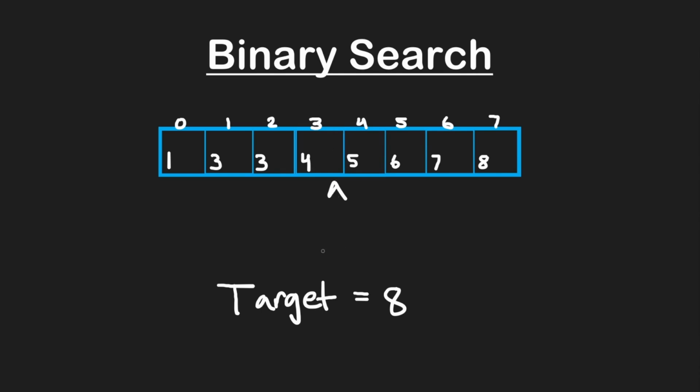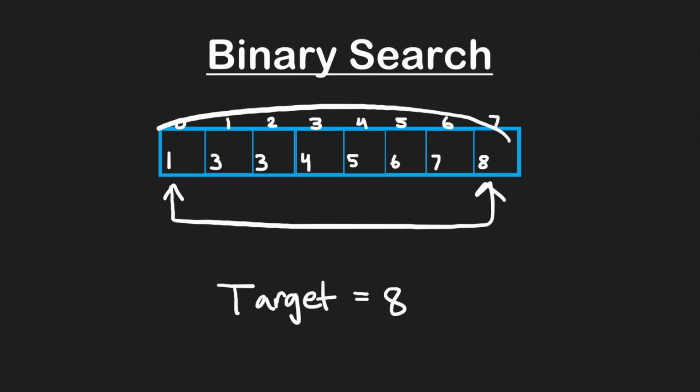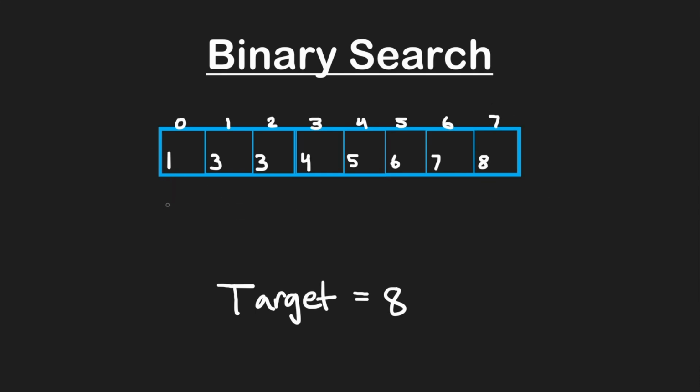Well, first we want to have our boundaries. Our boundaries tell us what is the portion of the array that we're currently considering. At the beginning, the value 8, the target, could be anywhere in the input, so we have to consider the entire input array. So we have 2 pointers. I call them the left and right pointer, but sometimes people will call it the low and the high pointer. Basically, it's our 2 boundaries.